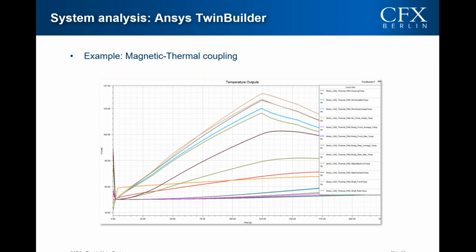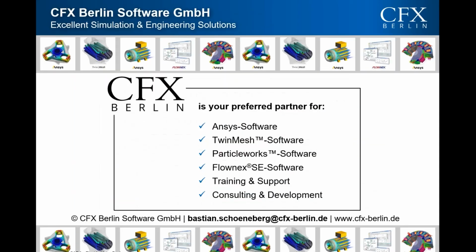This type of analysis would be possible within MotorCAD itself, but in Twin Builder, we are free to attach any other component to the system. That could be motor controls, power electronics, other parts of the powertrain, or battery characteristics, for example. So that's it from my side. I hope that I could give you some insights into the modern engineering tools for electric machines.